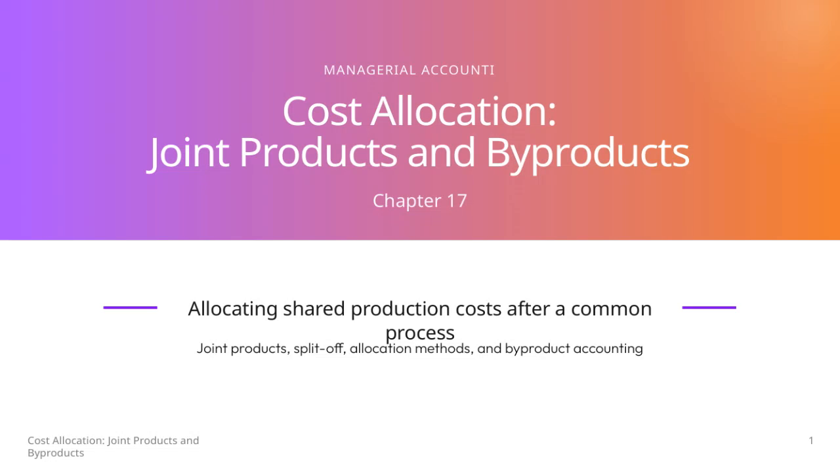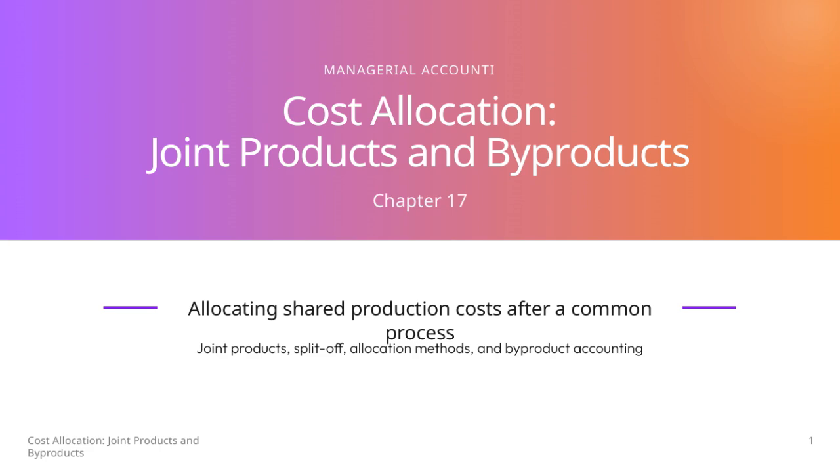Welcome to Chapter 17, where we focus on the important topic of cost allocation, specifically in relation to joint products and byproducts. Here, we'll explore how shared production costs are allocated after a common processing step, which is a crucial aspect in managerial accounting. We'll cover key concepts such as joint products, the split-off point in production, various methods used to allocate costs, and how byproduct accounting differs.